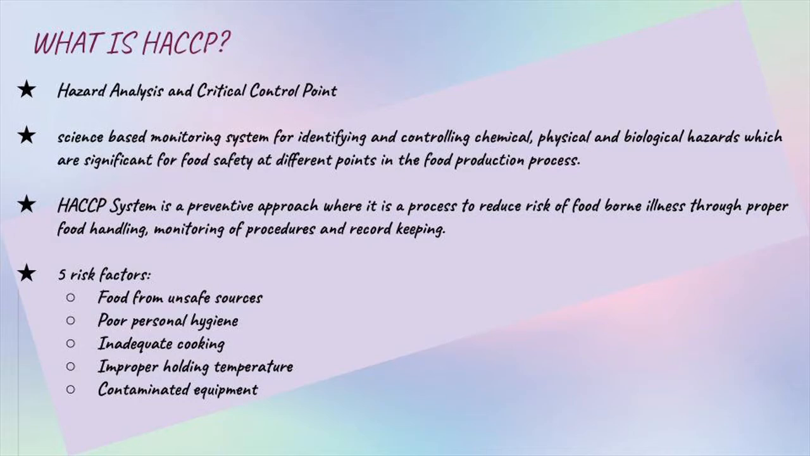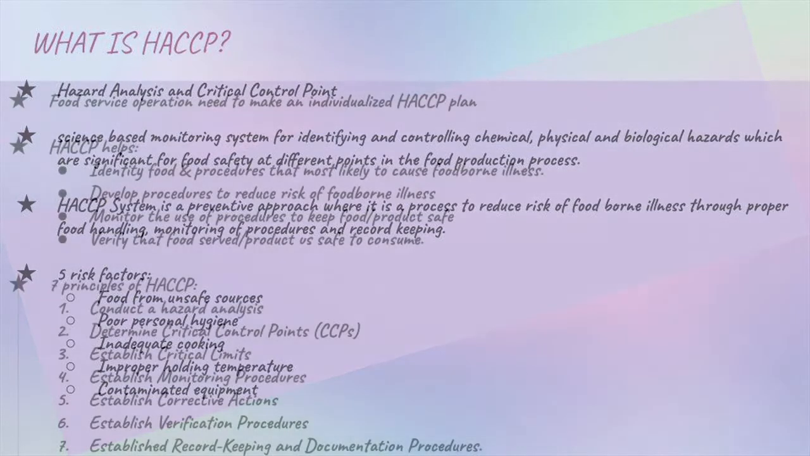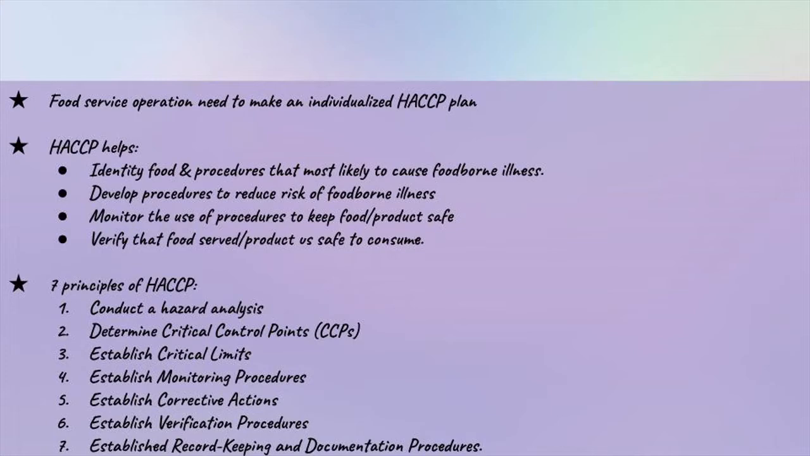The HACCP system is a preventive approach, a process to reduce the risk of foodborne illness through proper food handling, monitoring of procedures, and record keeping. There are 5 risk factors that lead to the HACCP system. Food service operations need to make an individualized HACCP plan, and this is how HACCP works. Altogether, there are 7 principles of HACCP.